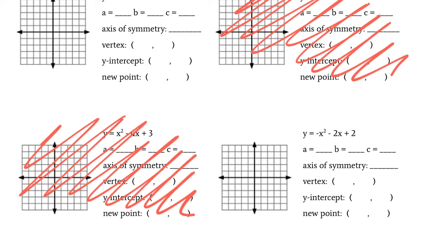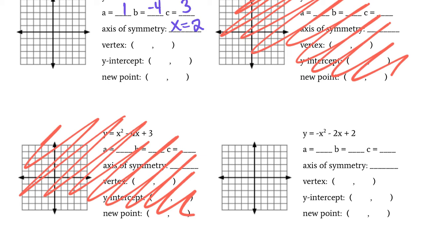My a value is 1, my b value is -4, my c value is 3. So in order to find my axis of symmetry, notice it has the x in it for axis, so x equals -b over 2a. All right, so I have a -4 over 2 times 1 gives me +4 over 2, or just 2. So my axis of symmetry is x equals 2.